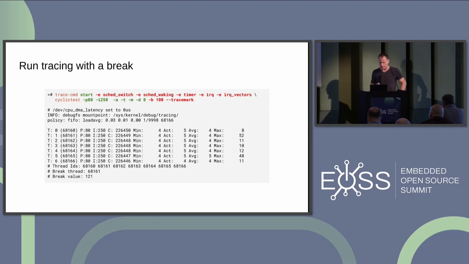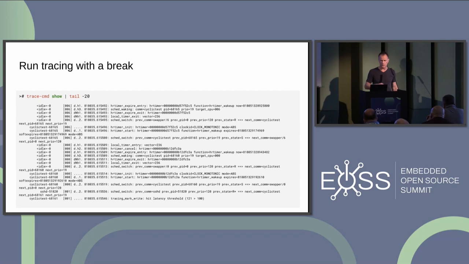Now when it breaks, here I just enabled a few events. I enabled the sched_switch event, the sched_waking event, and all timer events. Inside the kernel's tracing structure, there are individual events, and the individual events are grouped into systems of events. So here in trace-cmd, you can specify either an individual event or a system, and it will figure it out. Sched_switch and sched_waking are both individual events. Timer is a subsystem; it enables all the timer events. And I'm enabling all the IRQ events and IRQ vector events. Then I kick off Cyclictest.